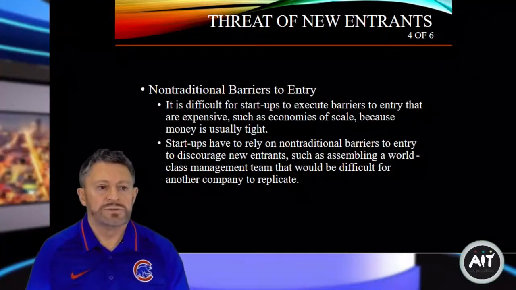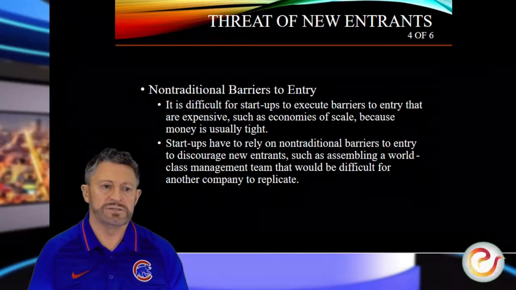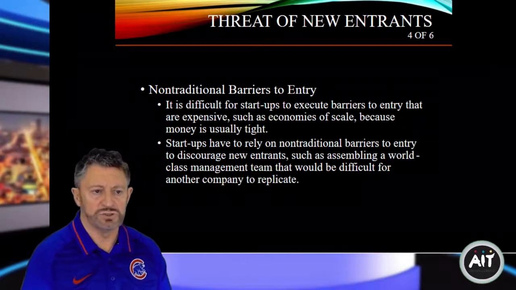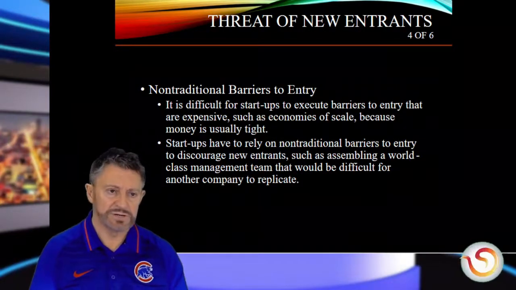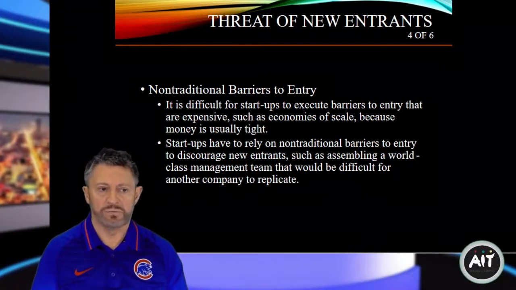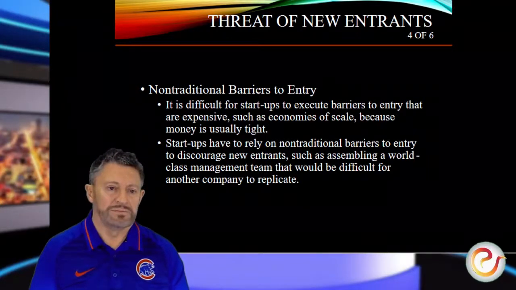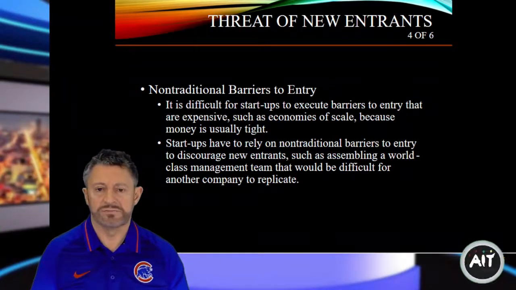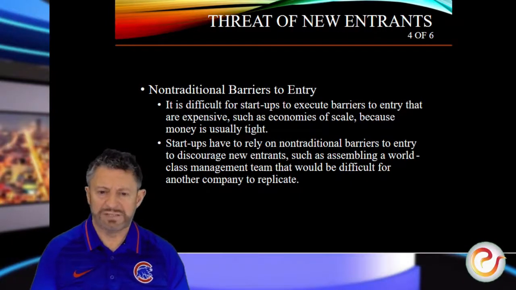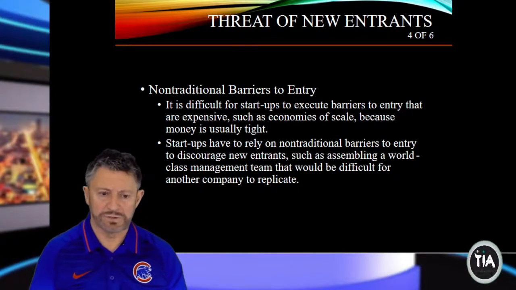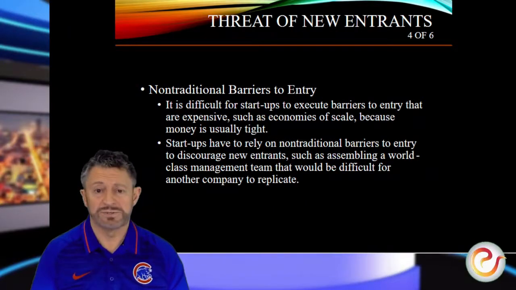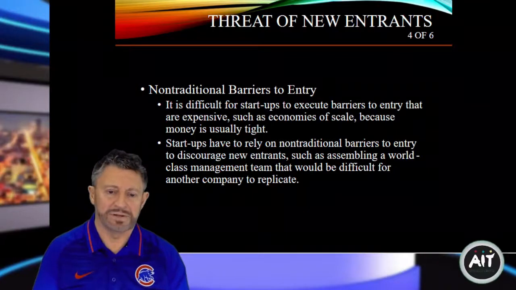Need to move along. So national barriers to entry are non-traditional, difficult for startups to execute barriers to entry that are expensive, such as economies of scale, because money is usually tight, of course. So startups have to rely on non-traditional barriers to entry to discourage new entrants, such as assembling a world-class management team. That would be difficult for another company to replicate, or getting really top-class technical experts working in the company that can't be copied. So knowledge is difficult to copy. Expertise is difficult to copy, and that can protect them.